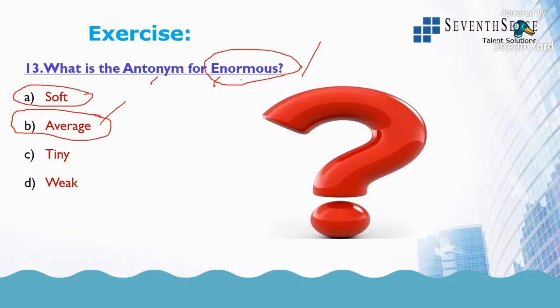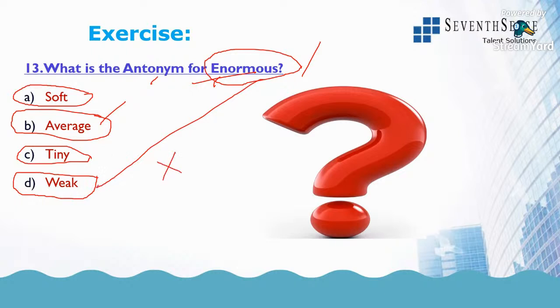The opposite of huge will be little, tiny. So tiny will be the right answer. Little is not here. They are asking for the antonym of enormous. The fourth option is weak. Weak is the antonym for strong, right? So again it won't be related to enormous. So the right answer is tiny. Enormous is huge, tiny is little. So the right answer is going to be tiny.